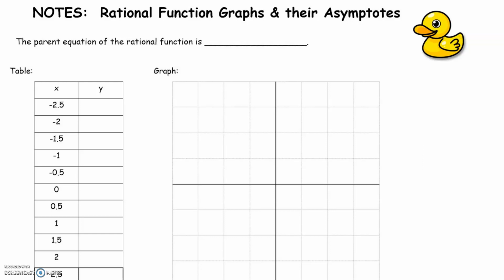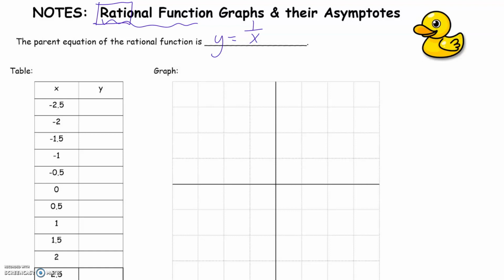All right, Algebra 2. Here's our lesson on rational function graphs and their asymptotes. So, we haven't talked about rational functions all year, except for the very first unit when we were talking about what parent functions were. Rational functions are equations that are y equals 1 divided by x, because if we're looking at rational functions, it's a ratio, and a ratio is a fraction.